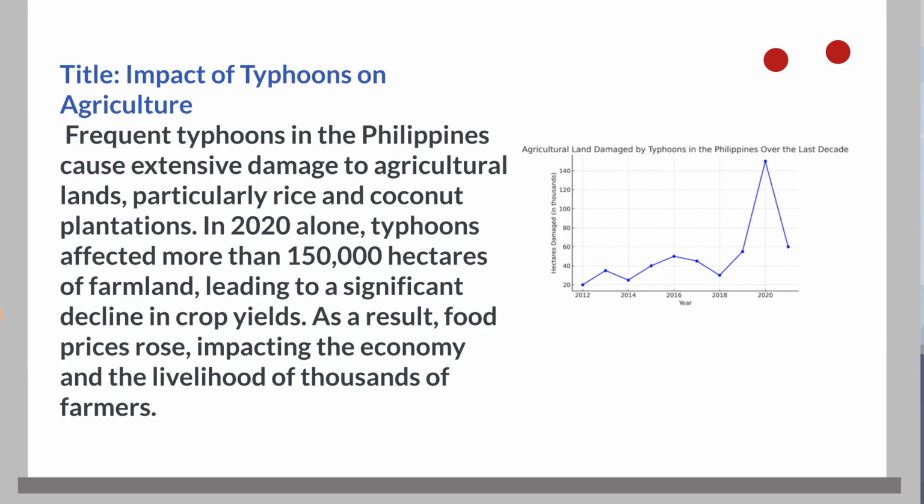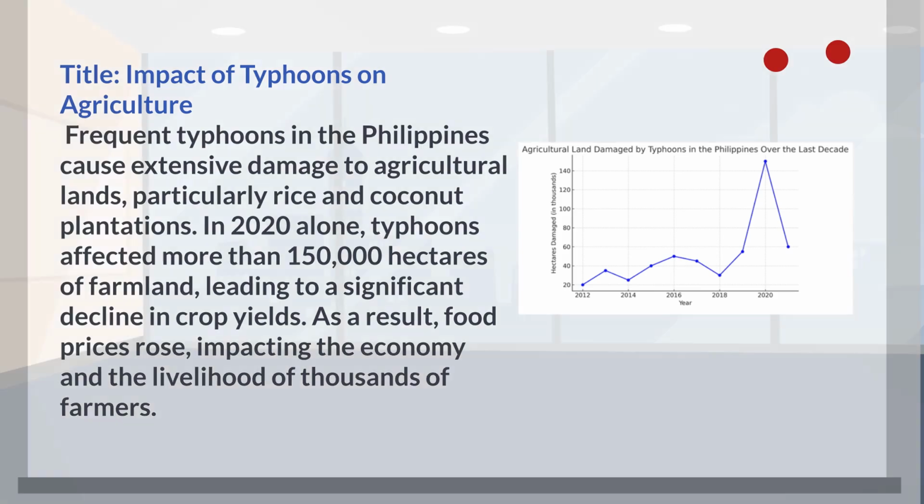Another example is a passage explaining the impact of typhoons on agriculture in the Philippines. Frequent typhoons cause extensive damage to agricultural lands, particularly rice and coconut plantations. In 2020 alone, typhoons affected more than 150,000 hectares of farmland, leading to a significant decline in crop yields. A line graph can help visualize the extent of damage to agricultural land over the years, making it easier to understand how severe typhoons have been and their impact on agriculture.